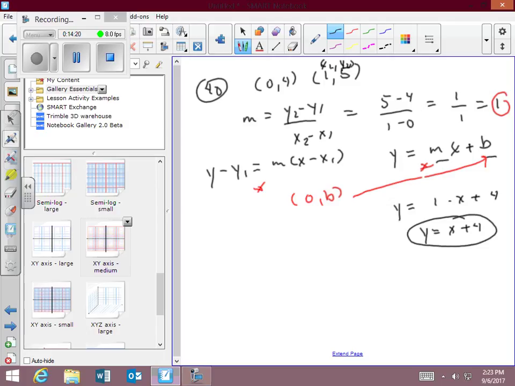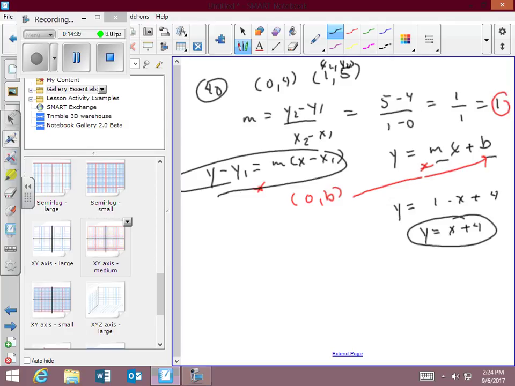Would it be wrong to put the point in here and the slope in this equation? No, it'd just be a little longer to get the answer. How would you know which coordinates to use? It doesn't make any difference. So you can use the 1, 5, too.